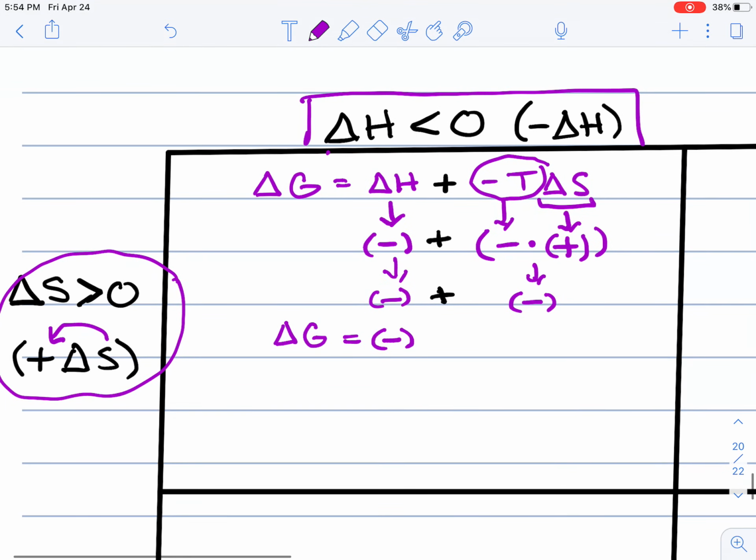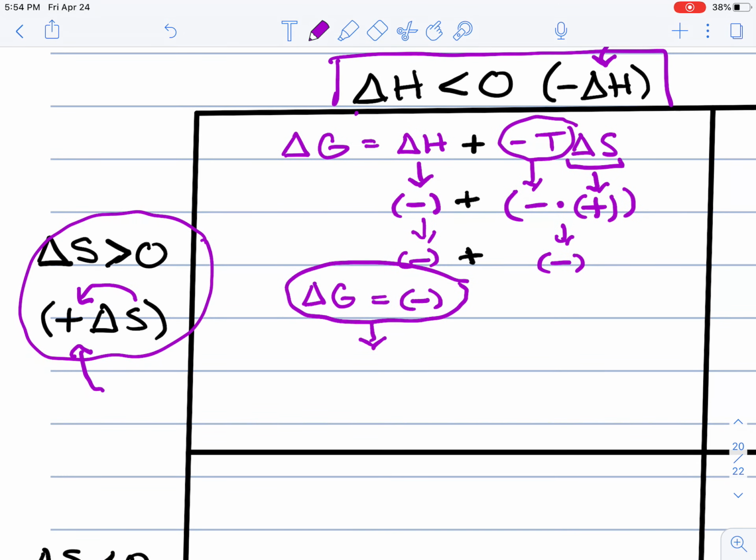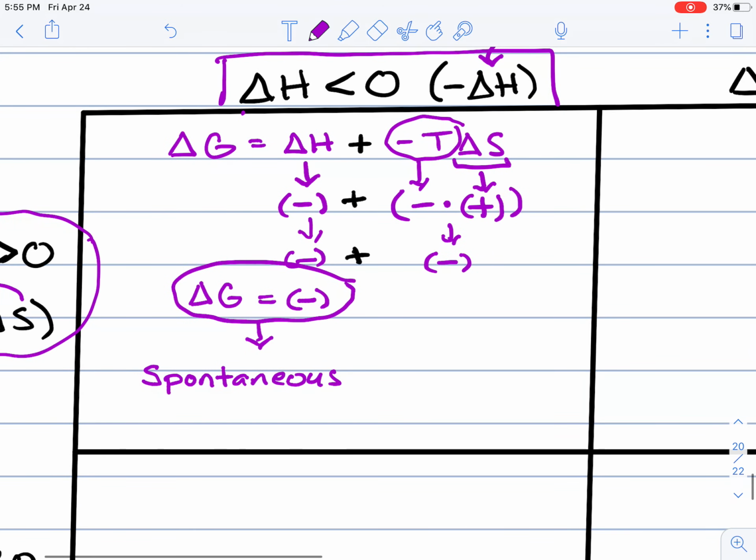So what this is telling us is that if your enthalpy value is negative and your entropy value is positive, you will always get a negative value for delta G. And so here we can say that the combination of the signs for enthalpy and entropy will tell us that it's going to be spontaneous at all temperatures. Okay. So hopefully that made sense.